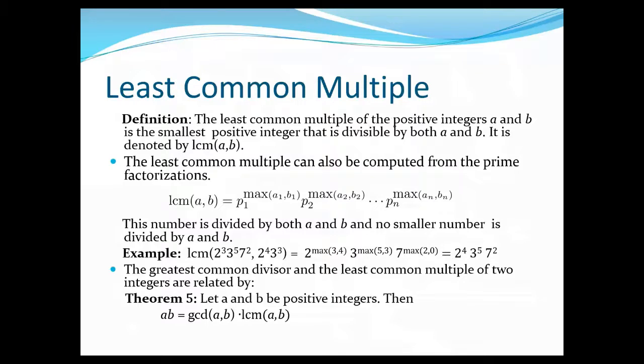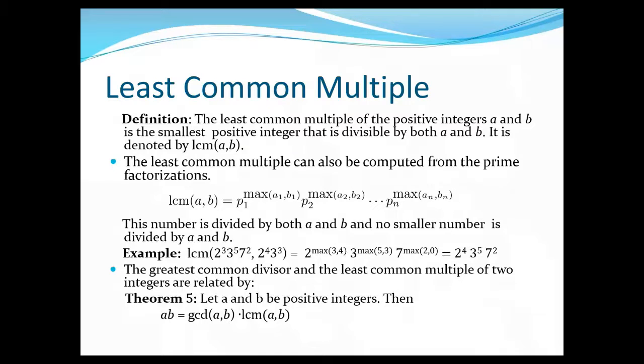How about least common multiple? Okay, say least common multiple. The least common multiple of the positive integers a and b is the smallest positive integer that is divisible by both a and b.